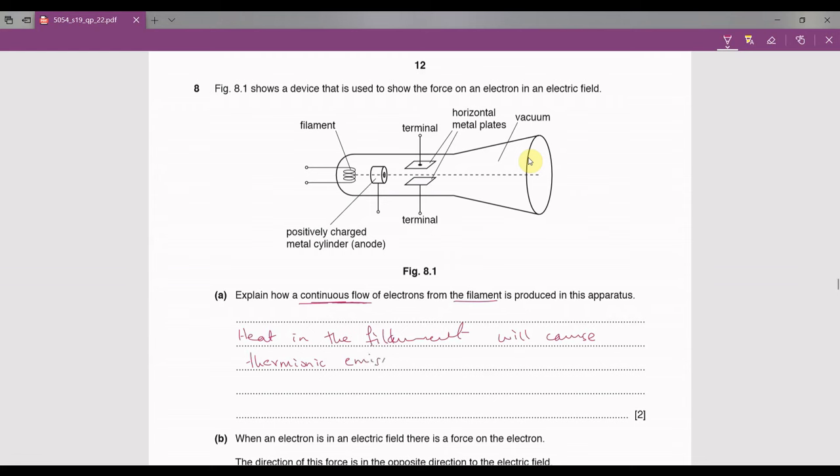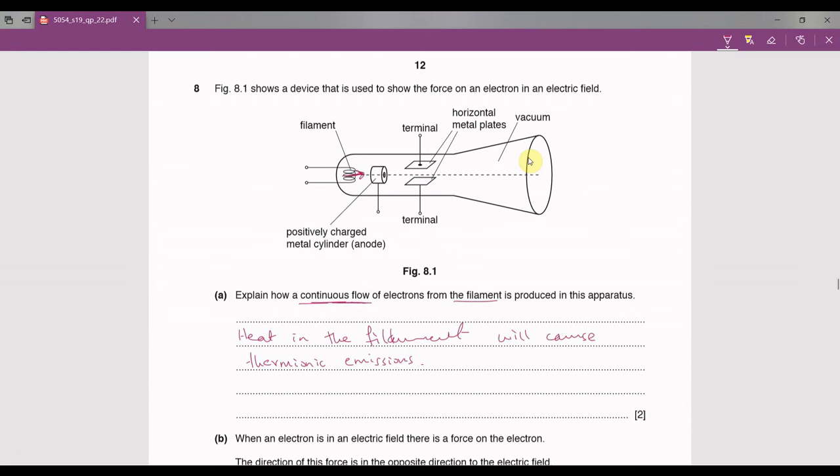Thermionic emission is the emission of electrons from any metal when it's heated to very extreme temperatures. So this is the first part of your answer. And then why is there a continuous flow? So if you look at the diagram carefully, if electrons are emitted from the filament, they need to be able to travel continuously from this direction.